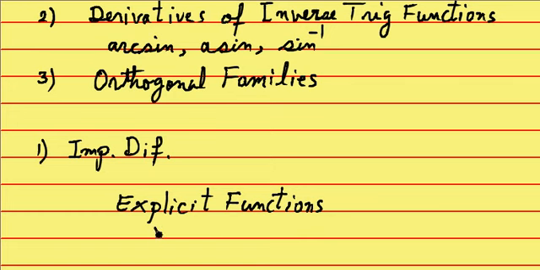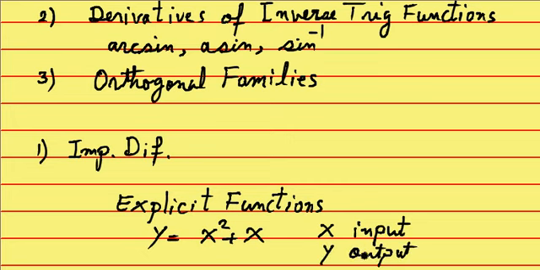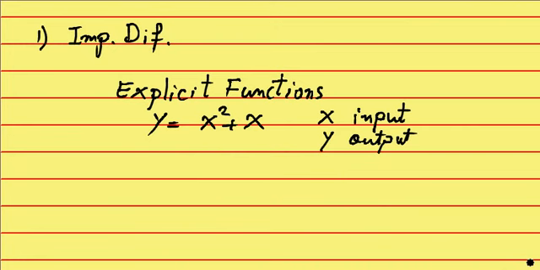Here's an example. Suppose I tell you y is equal to x squared plus x. What does this mean? Well, x is your input, y is your output. The output appears alone by itself on the left hand side, and here on the right hand side you have a recipe of things to do to x, to your input, to get the output. So once you perform these steps, you are clear about what the value of y is going to be. These are referred to as explicit functions.